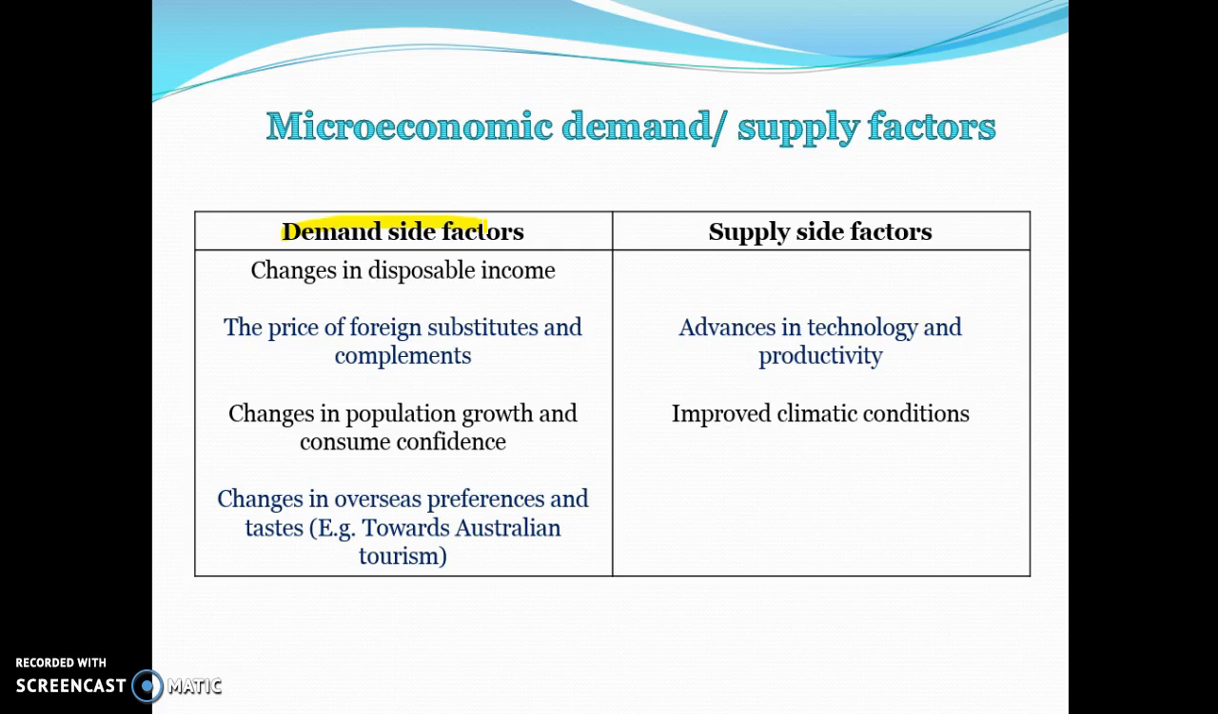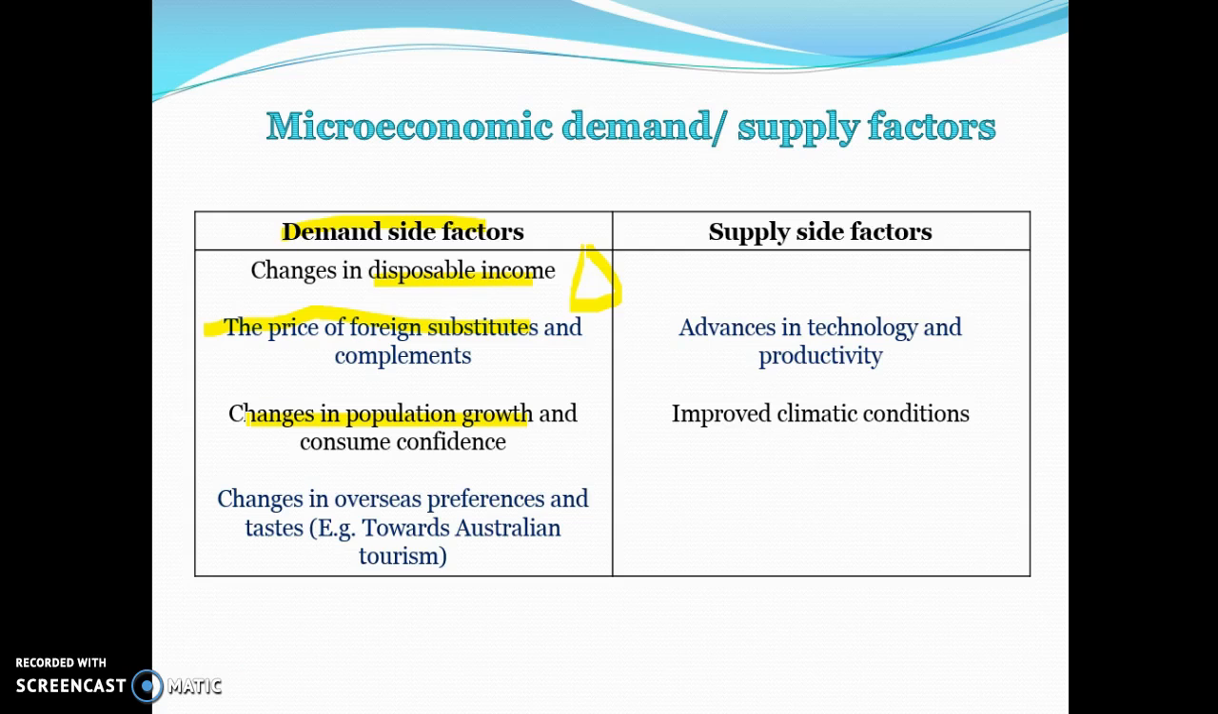So for example, changes in disposable income would be one. If consumers in Australia have more disposable income, that can lead to a depreciation of the dollar because we have more purchasing power to buy imports. If the price of foreign substitutes increases, then we will supply less of the Australian dollar because we buy the Australian product instead. If foreign substitutes are cheaper, then we're more likely to buy the foreign substitute, so there'll be more supply. Increases in population in Australia will increase supply of the Australian dollar.